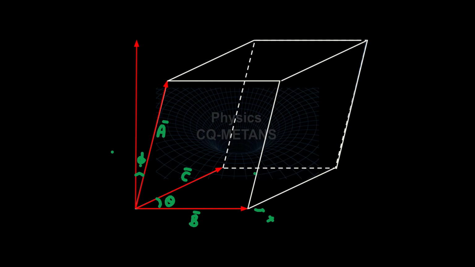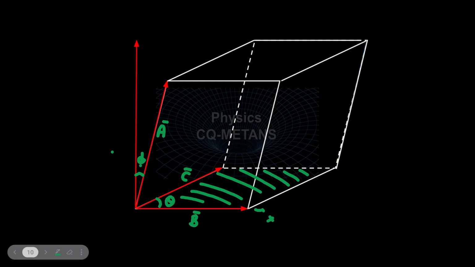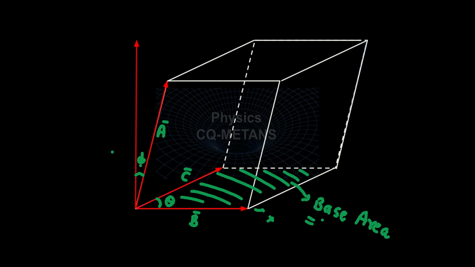Now this face will represent the base area, and this is nothing but equal to the product B cross C. If I multiply B and C, I will get this. So this is what we get.